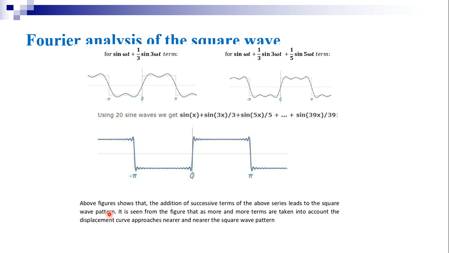Hence, the above figure shows that the addition of successive terms of the above series leads to the square wave pattern. It is seen from the figure that as more and more terms are taken into account, the displacement curve approaches nearer and nearer the square wave pattern. And if you add more and more sine waves, we will get a smooth square wave function. So this is about the Fourier analysis of the square wave.